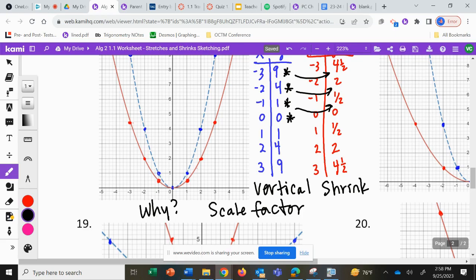You're going to compare the ordered pairs, say why you thought it was vertical or horizontal, why you thought it was stretch or shrink, and what you think you're multiplying by. Okay? And then I'll have an answer key up soon. If you guys ever have questions, you remember you can just send me a message. This will be due tomorrow. Got it? All right.